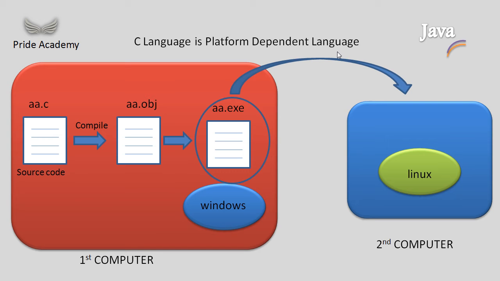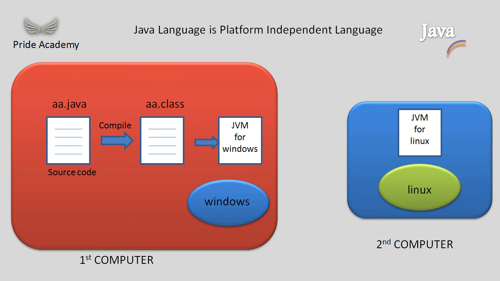Now what did the developers of Java do? With what architecture did they come, and how did they make Java a platform independent language? So let us understand that.